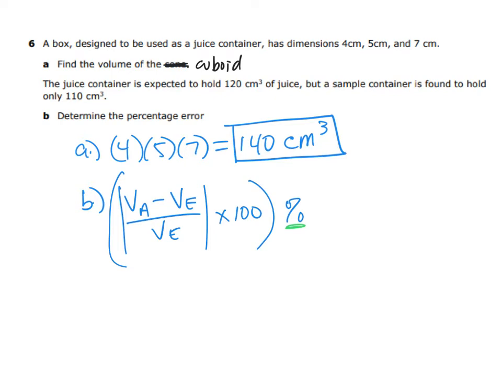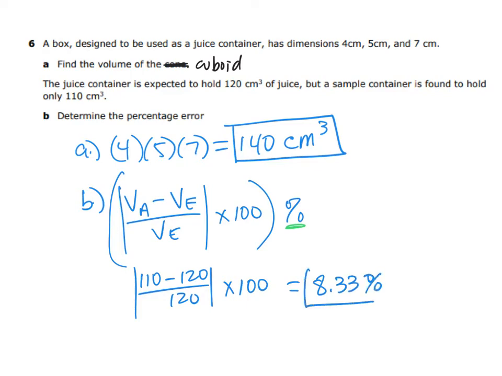So in this case, our approximate value is 110. The exact value is 120. Take the absolute value of all that times 100. Grab a calculator, work that out, and you're going to get, to three significant figures, 8.33, and don't forget your percent symbol.